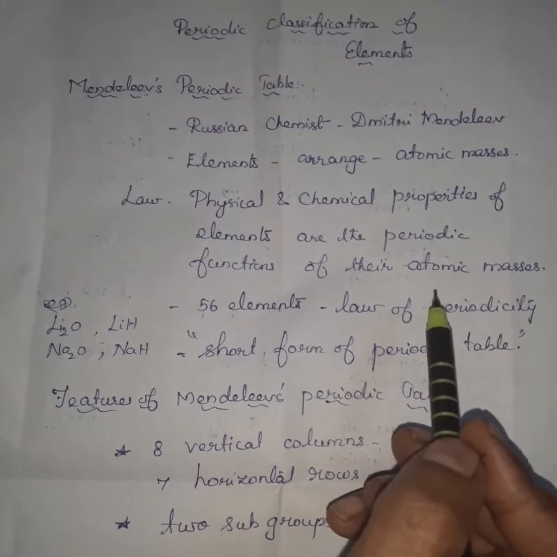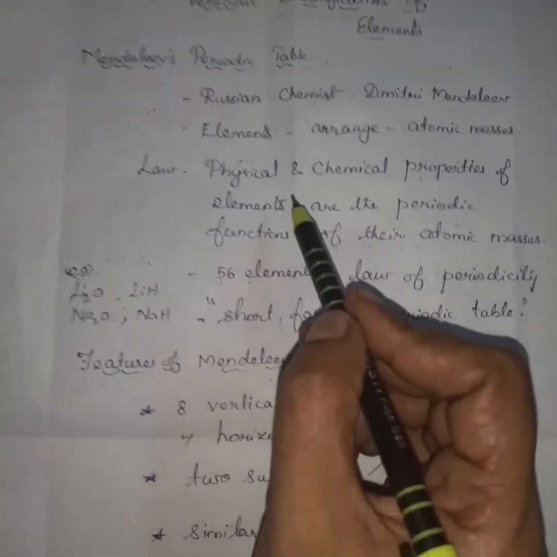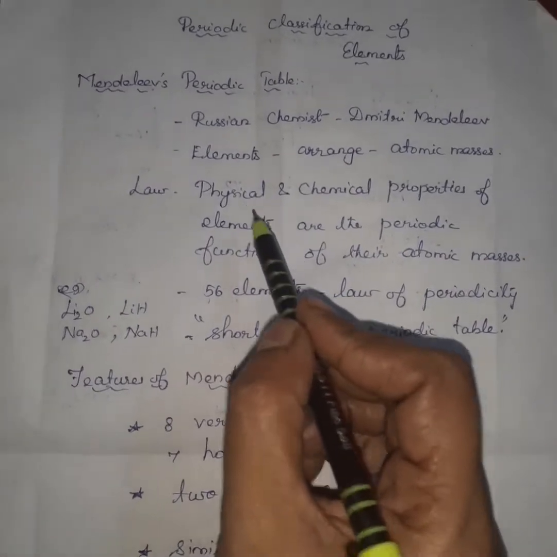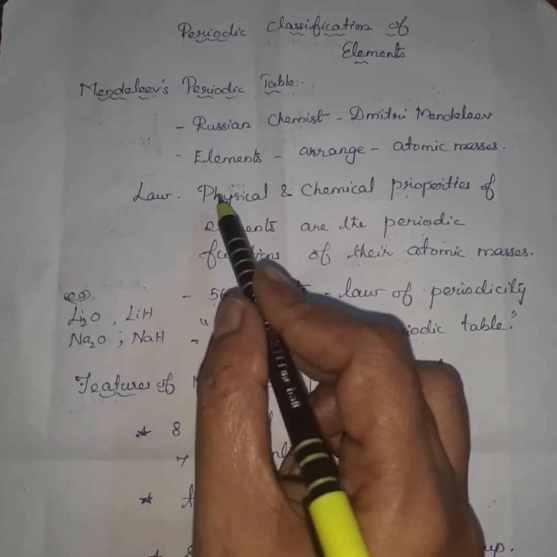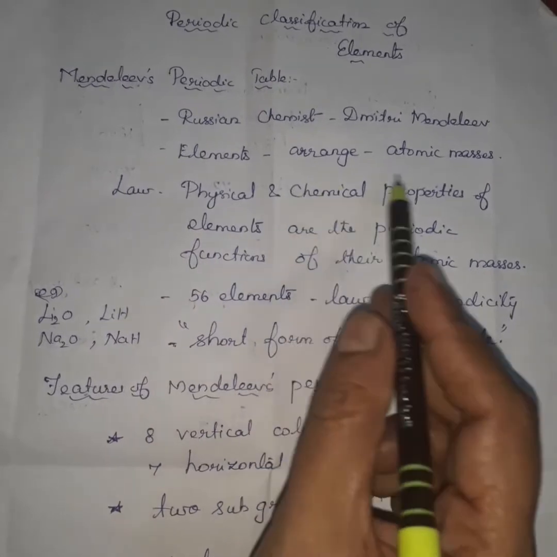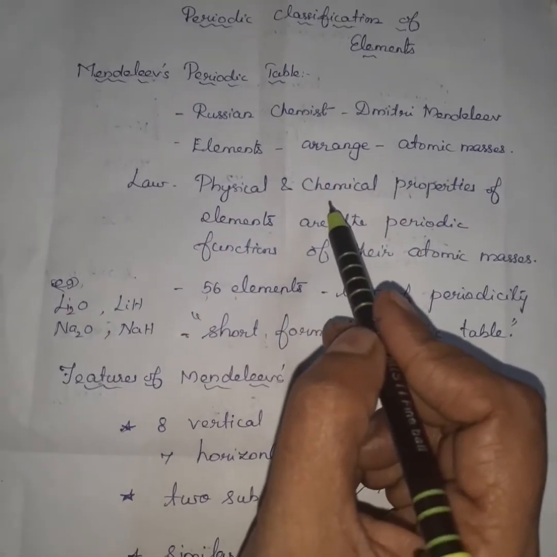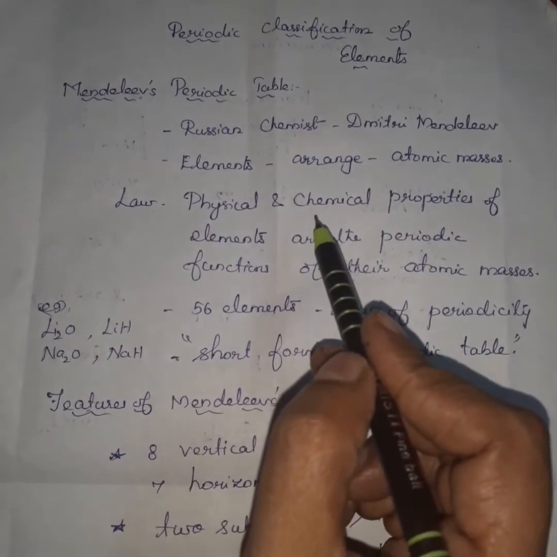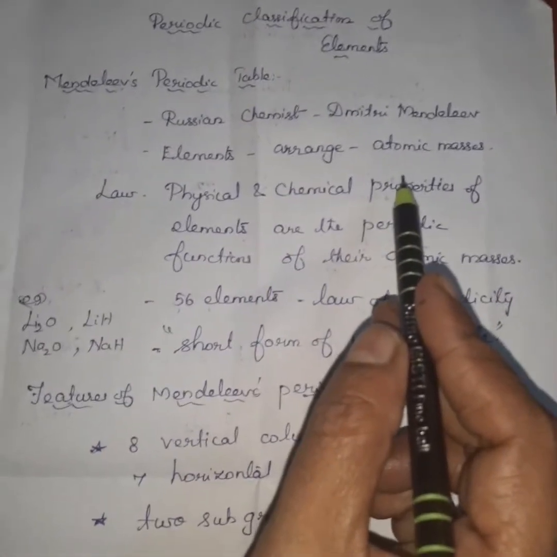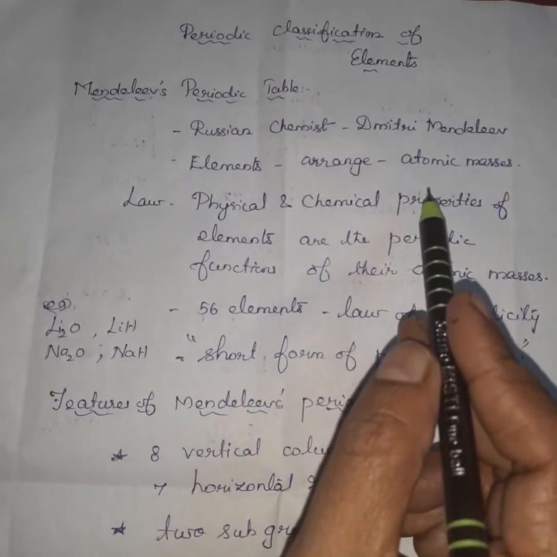What are the physical properties? Melting point, boiling point and density. These are called the physical properties. And what are the chemical properties? When one element reacts with another element, it is called a chemical property.